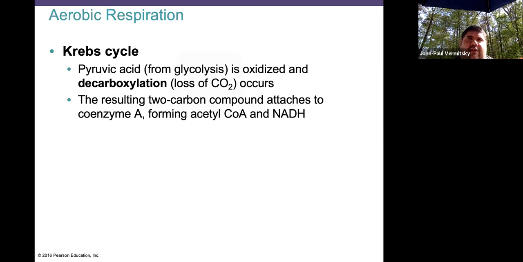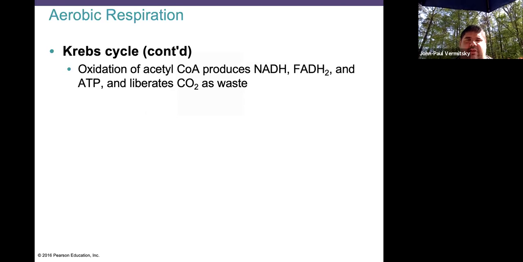So now that we've made 2 pyruvic acids by glycolysis, we will go through the Krebs cycle. Pyruvic acid is oxidized, meaning broken down, and decarboxylation occurs. You're going to remove the carbons. The resulting 2-carbon compound attaches to coenzyme A, forming acetyl-CoA and NADH. The oxidation of acetyl-CoA then produces NADH, FADH, and ATP, and liberates the remaining CO2 as waste.